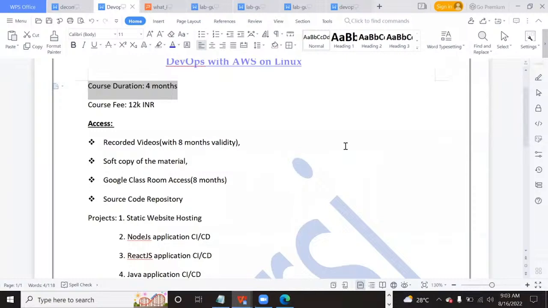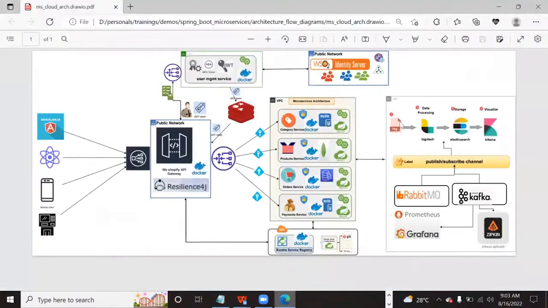Sir, quick question. Are we covering Grafana, ELK? Yes, those are all we are covering. However, about the course content, I'll explain tomorrow. Okay, thank you. Okay, guys, I'm stopping my screen share as I have to jump to another session.